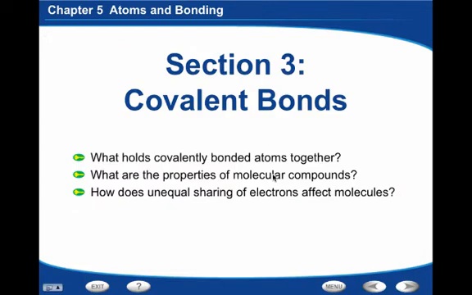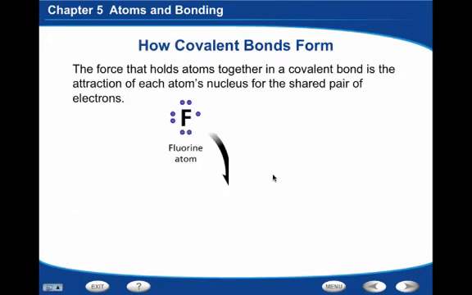Okay, this section is about covalent bonds. When you have a covalent bond, it's actually a sharing of electrons. So both of the atoms think they have 8 valence electrons. And the force that holds atoms together in a covalent bond is the attraction of each atom's nucleus for the shared pair of electrons. So fluorine, for instance, has 7 valence electrons.